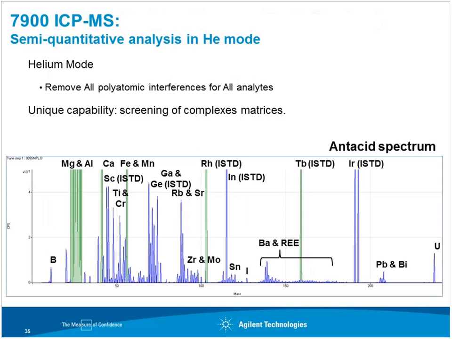Additionally, there's a semi-quant analysis mode for helium. So here we can pick up all the elements of interest. And again, because of helium mode, we're removing all the polyatomic interferences, and we can screen complex matrices with ease.